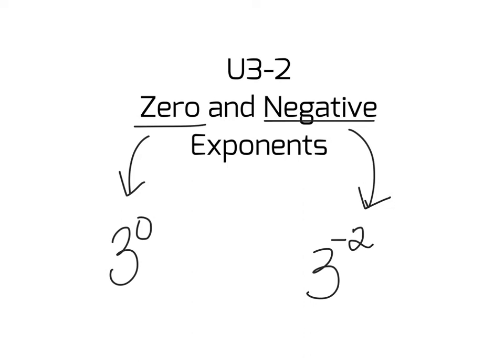So for example, in 3 to the negative 2, we can't multiply 3 negative 2 times, so we have to figure out what we have to do to fix that. So let's go ahead and get started.